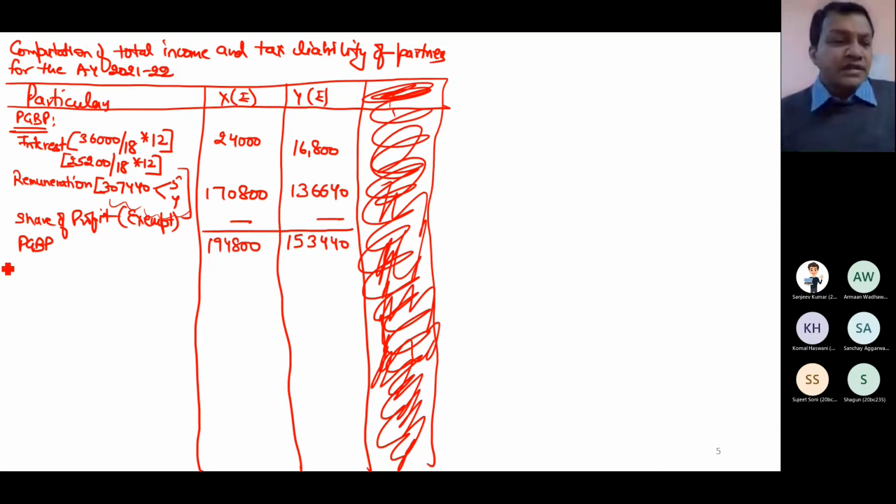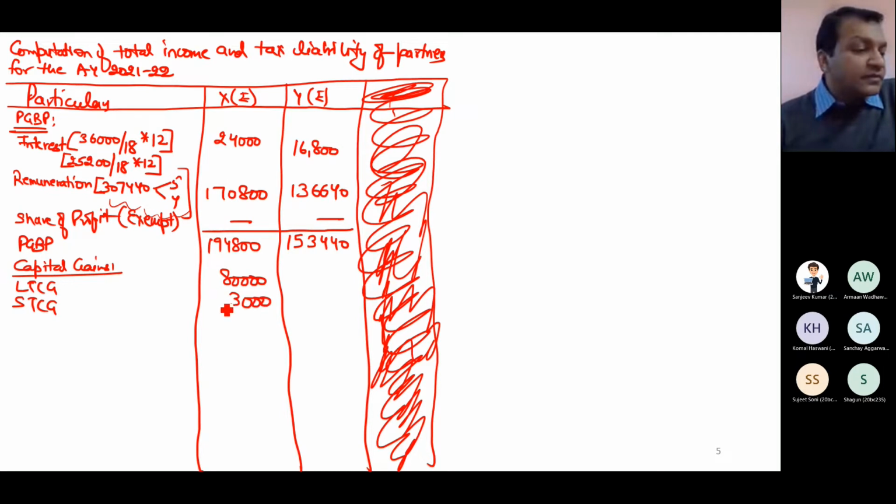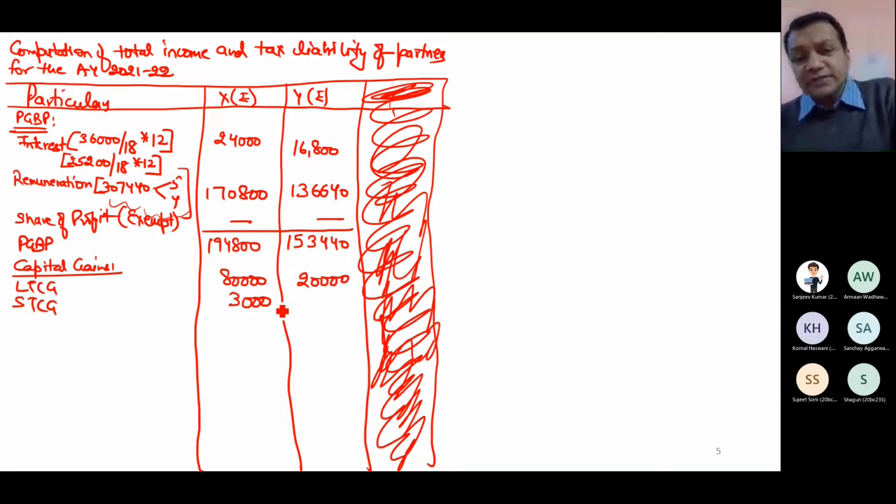Now after PGBP, which head starts? Capital gain. Is there any capital gain of these partners? Yes. Long term gain 80,000 and short term gain 3,000. And in the same question, long term gain is 20,000 for Y, but 6,000 for X. Sorry, 6,000 as short term loss.